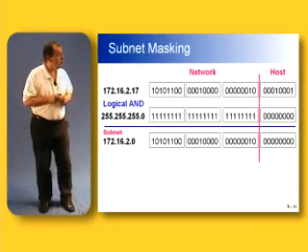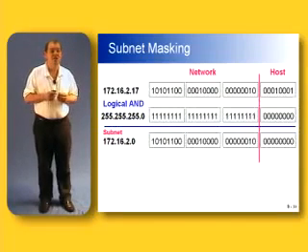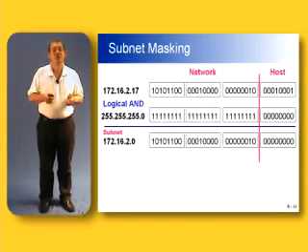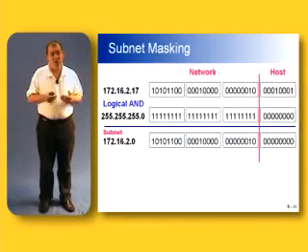And it doesn't matter where we move this line, it doesn't matter how many 1s or 0s we have in the mask. So here's the same address again, 172.16.2.17. Got a different length mask on it this time: 255.255.255.0. Computer does the logical AND between the two. Whatever the result is the network portion of the address.